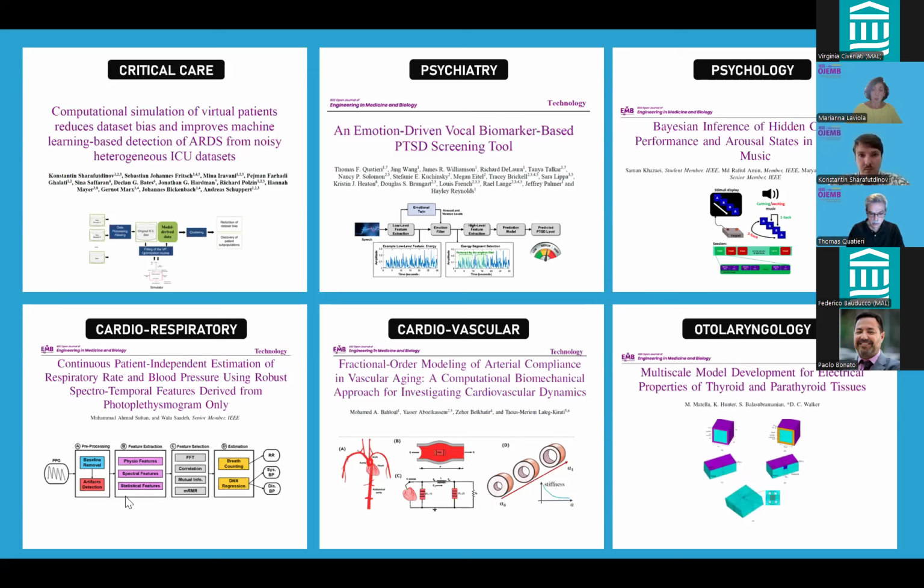The last published work is from a group all based in the UK at Sheffield University, and here the authors use a computational model to simulate the impedance spectra of the thyroid and parathyroid system and how they are influenced by differences in composition and morphology.